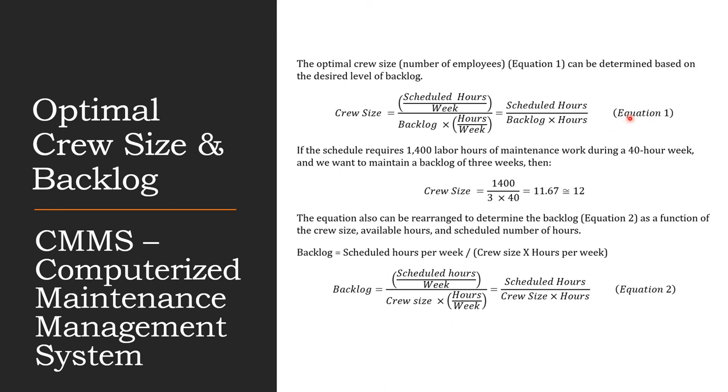So here is the first equation. Learn how to calculate crew size. Crew size is equal to schedule hours divided by backlog time hours. So you can calculate the size based on the level of backlog. Backlog is nothing but unfinished work. If you have unfinished work, you have to come up with how many employees you need to finish that job. So you can write backlog right there.